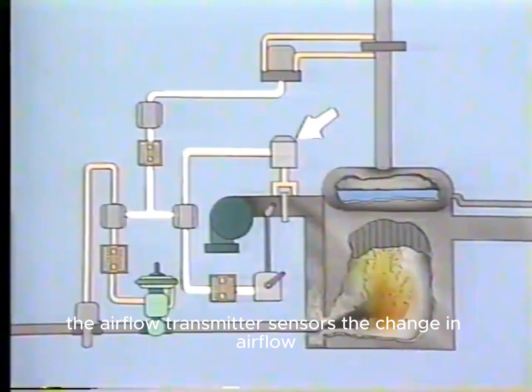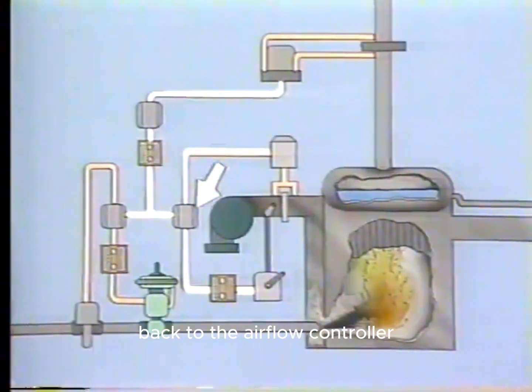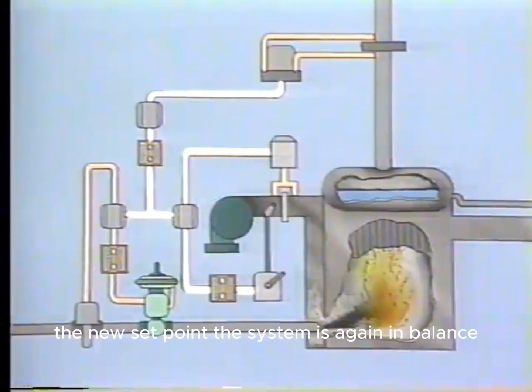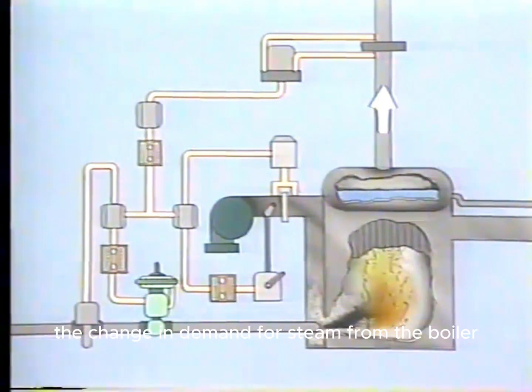The airflow transmitter senses the change in airflow and transmits a signal representing this flow back to the airflow controller. When the signal from the transmitter balances the new set point, the system is again in balance. When both the fuel flow and airflow systems are back in balance, the heat in the furnace is changed in proportion to the change in demand for steam from the boiler.